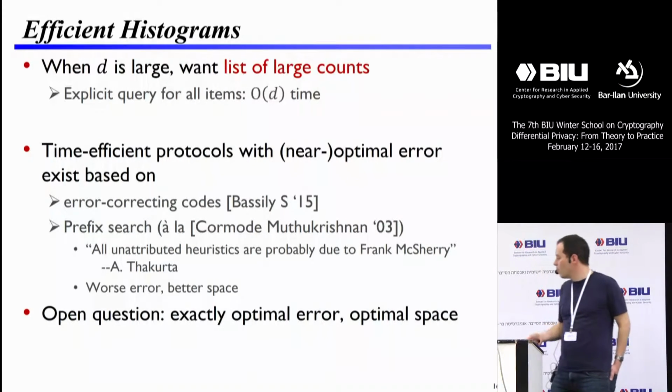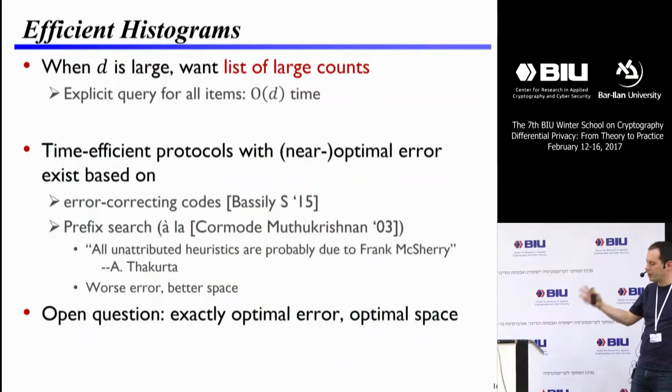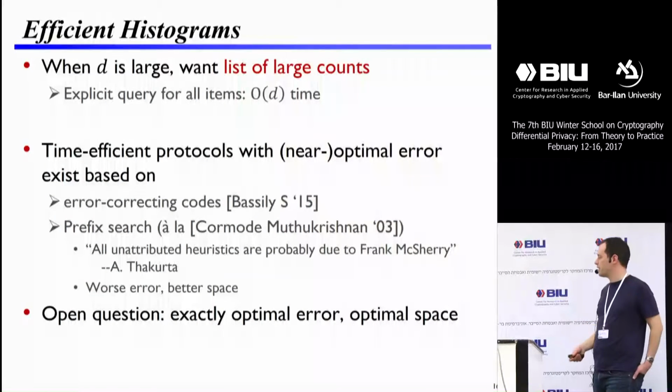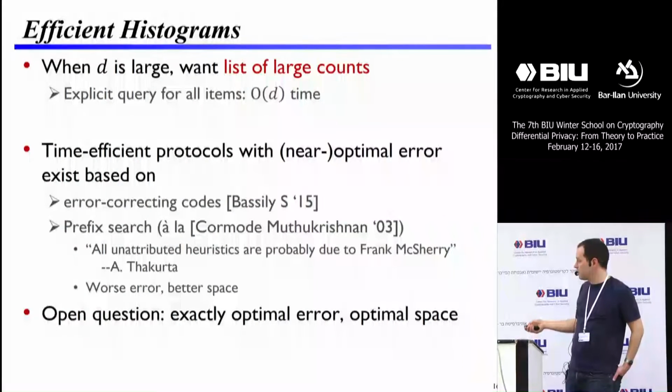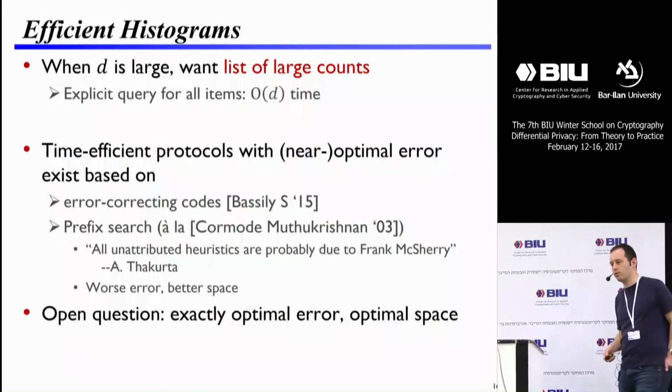One open question I'll mention: I didn't specify these results at a level of precision to make it clear, but these protocols do trade off a little bit of error. There are polylog factors that get thrown in to get time efficiency. And so it's still an open question whether you can recover the exactly optimal error, keep essentially optimal space, and also have time efficiency. That I don't know how to do.